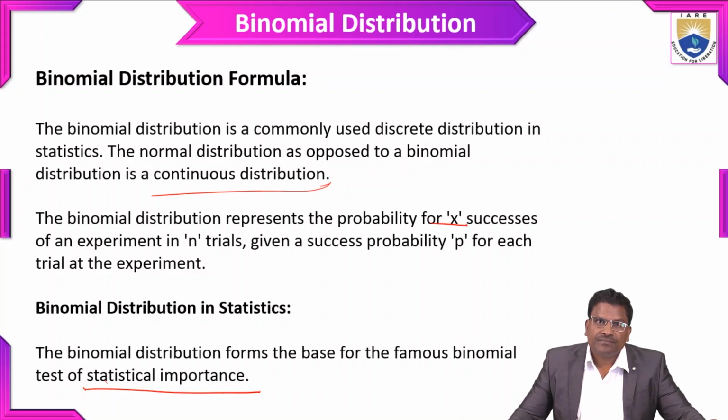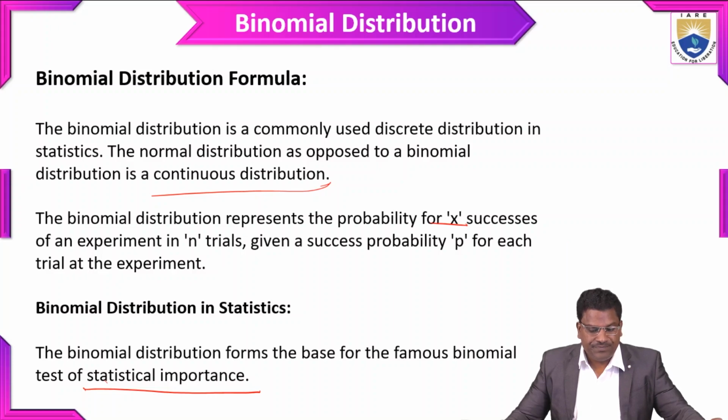It gives 70% exact data from unknown variables. That is the significance of this statistical importance, and for that, this is the base. So here X refers to the number of successes, and small p refers to the success probability. The failure probability is defined by q, where q is equal to 1 minus p. Here p is the success probability and q is the failure probability.